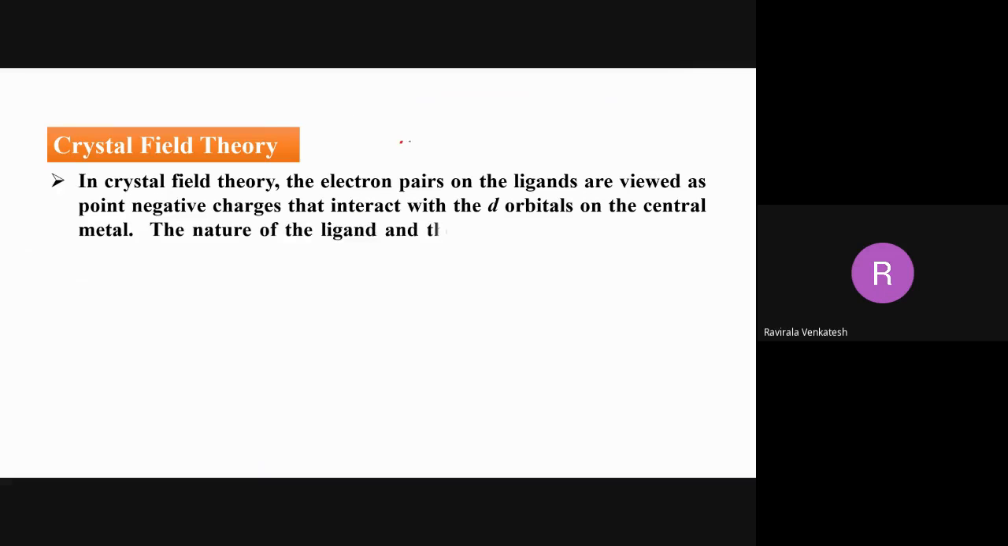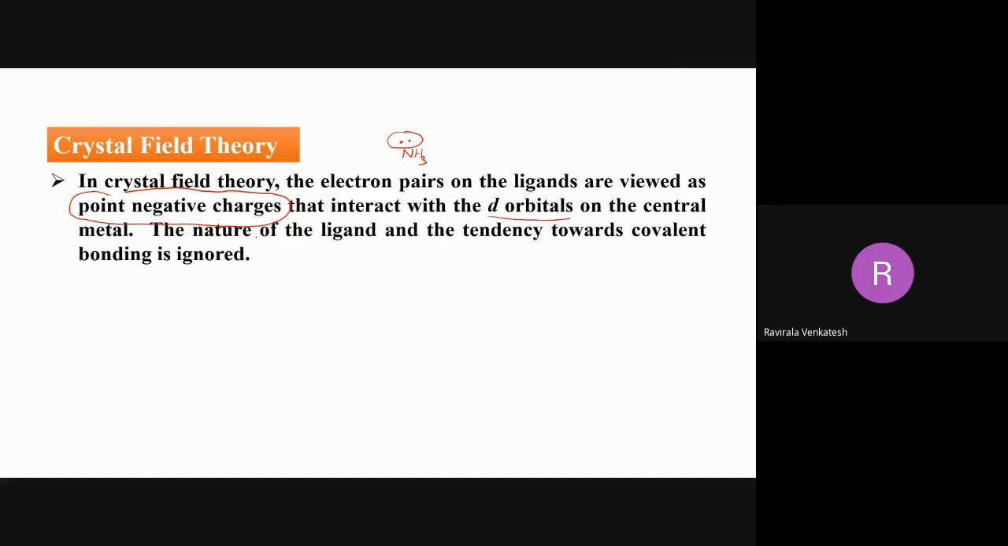Let me see. In this theory, the electron pairs on the ligands are viewed as point negative charges. So lone pairs are viewed as point negative charges, and they interact with the d orbitals like dxy, dyz, dzx, dx square minus y square, and dz square of the central metal atom. So ligands are interacting with d orbitals.